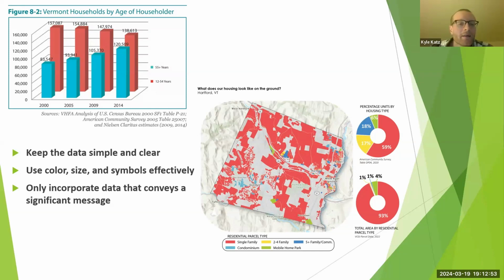The key here is that we want to keep the data simple and clear. You really want to use data that informs the narrative. You want to use color, size, and symbols effectively. And you only incorporate data, again, as I said, that conveys a significant message.